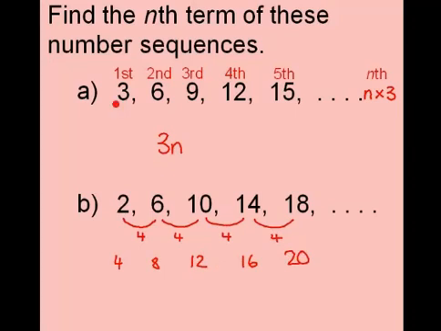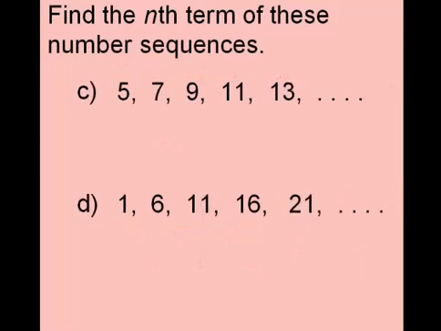Now, just like the nth term for the 3 times table was 3n, the nth term for the 4 times table would be 4n. But the numbers we've got in our sequence aren't the 4 times table. If we look carefully, we can see that they are always the 4 times table take away 2. 8 take away 2 gives me 6, 12 take away 2 gives me 10, and so on. So the nth term of my number sequence is 4n minus 2.